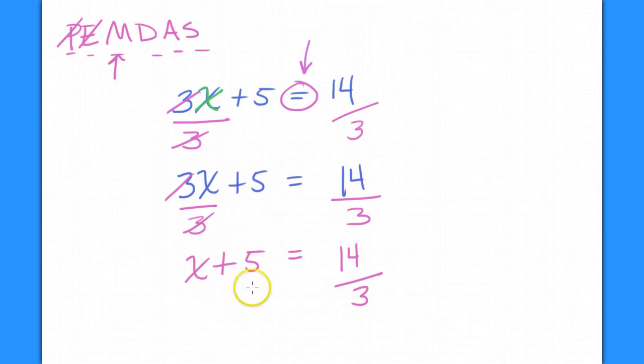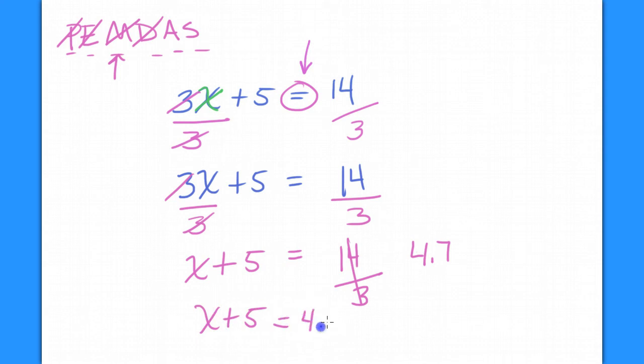Now we have to get that positive 5 out of there. So we've done multiplication, right? We've looked at the division. We can combine like terms right here. So we can do that. Now 3 times 4 is going to give us 12. This is actually going to round to what looks like about 4.7. Okay, so we've accounted for that. So now we have x positive 5 equals 4.7.